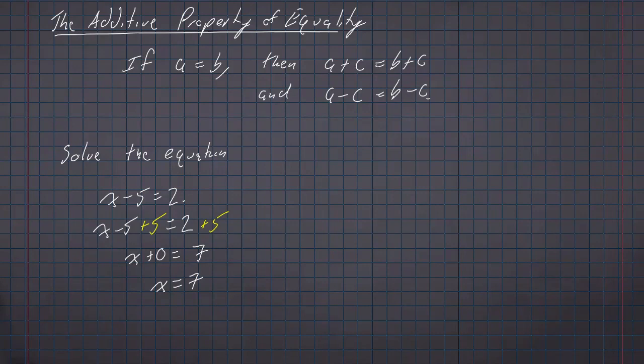Similarly, if I have something like 9 equals 4 plus x, in order to get x by itself, I can subtract 4 from both sides of this equation.